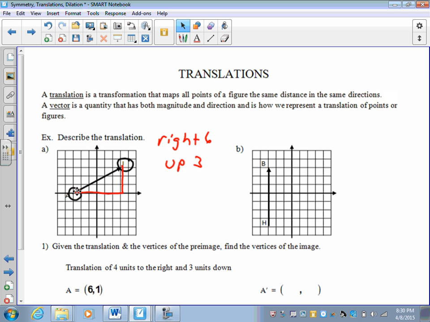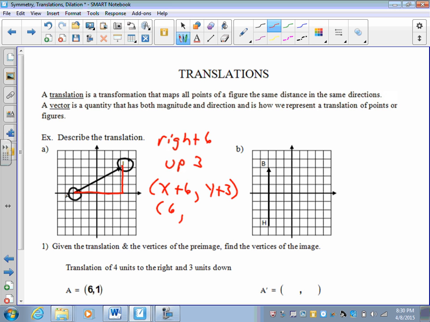So how am I going to write this as a translation? Well, there's a couple of ways. You can say x plus 6 and y plus 3. Or you can say (6, 3). Or as a vector, we can write it as <6, 3>. Vector notation. There's another way for vector notation, but you don't have to worry about that.